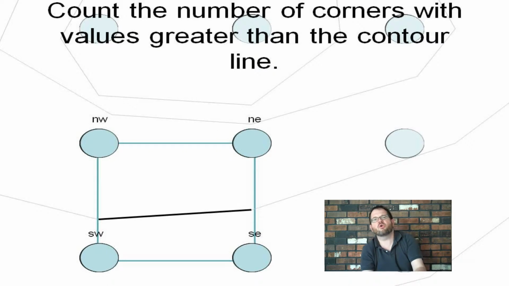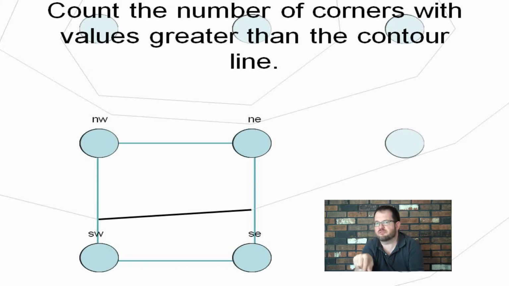How are we going to decide how to draw the contour line? All we want to do is make one little straight line segment that goes through this box. How are we going to decide how to do that? Well, the algorithm that we are going to be using first involves counting the number of corners that are greater than the value of this contour line.